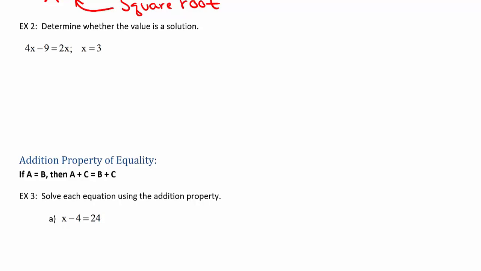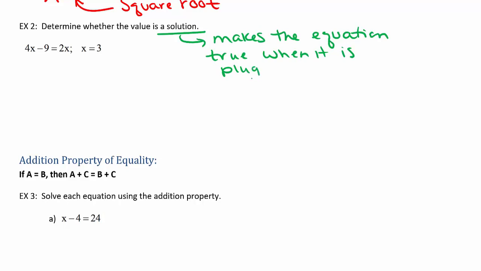So before we get started with solving, let's talk a little bit about how we know if a number is actually a solution. What does it mean to have a solution to a linear equation? A solution is a number that makes the equation true when it's plugged into that equation. So in example 2, I have the equation 4x minus 9 equals 2x, and I want to know, is x equal 3 a solution? So what I can do is take that x equal 3 and plug that in to the x's in the equation.